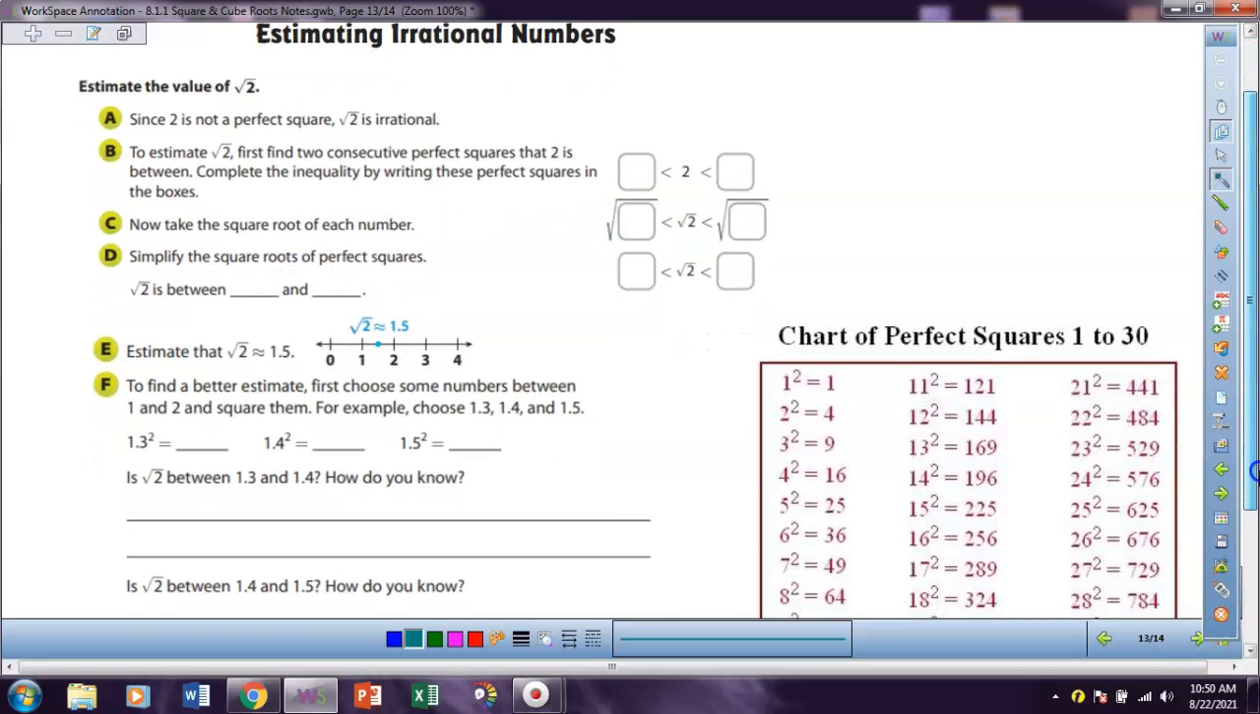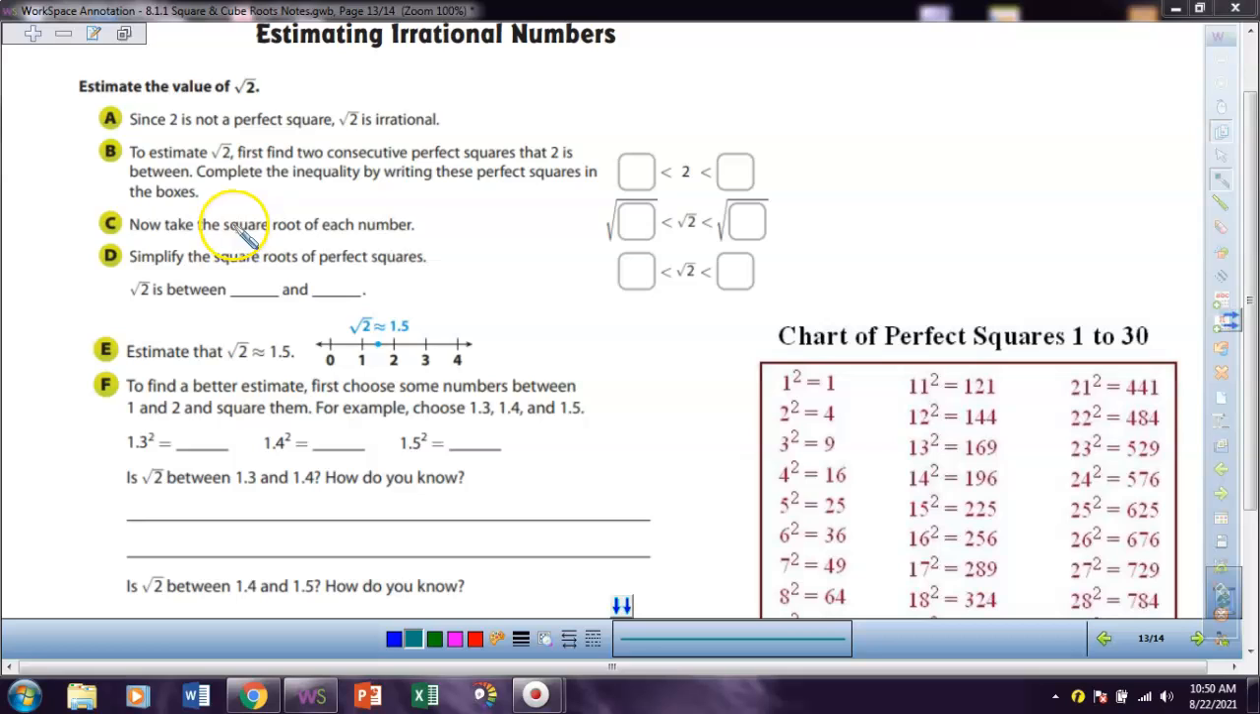And we know from our experience that the products of these squares are the perfect squares. And 2 is not in here, is it? So 2 is not a perfect square. It is irrational. We can estimate them. We can't come exact, but we can get pretty close.